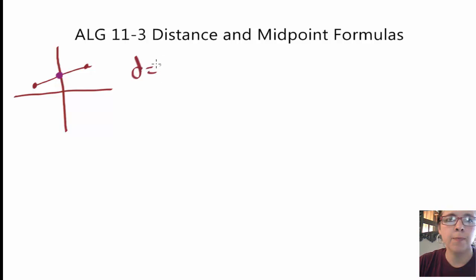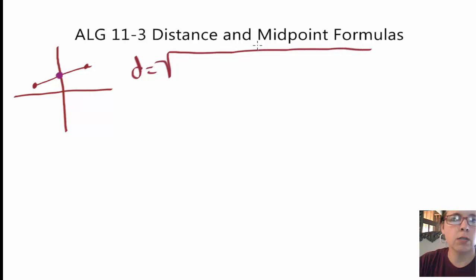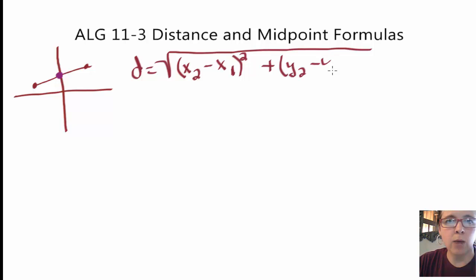Distance equals the square root of the second x minus the first x, or x sub 2 minus x sub 1 squared, plus y2 minus y1 squared. Okay, so basically you're subtracting your x's. It doesn't matter which is the first, which is the second. You're squaring it and you're adding it to the difference in your y's. That's the distance formula.